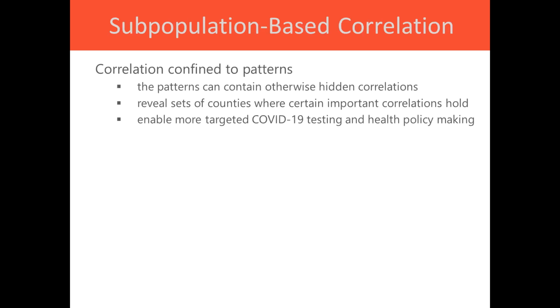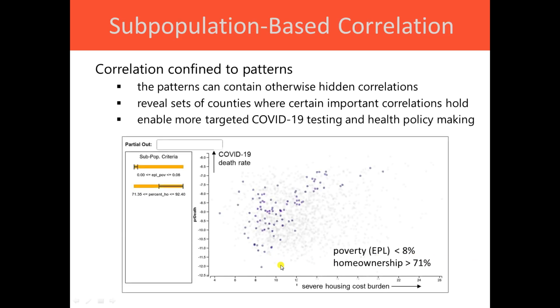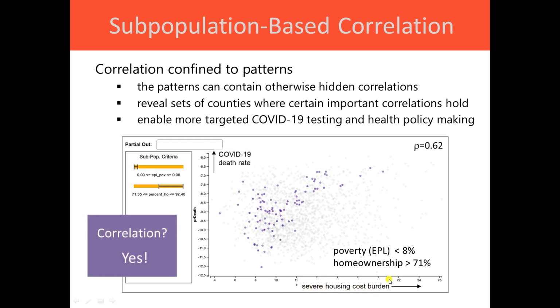You have to actually go and do pattern mining and identify those particular counties that have certain features that actually do have a correlation with housing cost burden. So in this case, we automatically found counties that have a low poverty rate, which is measured by this EPL index, and have a high home ownership, 71% home ownership. Those counties actually have a very high correlation, like 0.62, moderate. Severe housing cost burden is moderately correlated with the COVID-19 death rate.